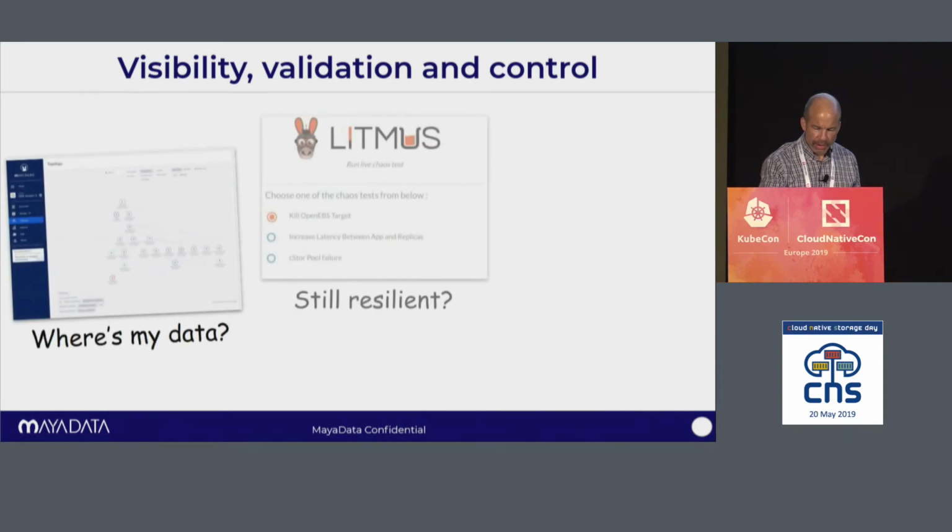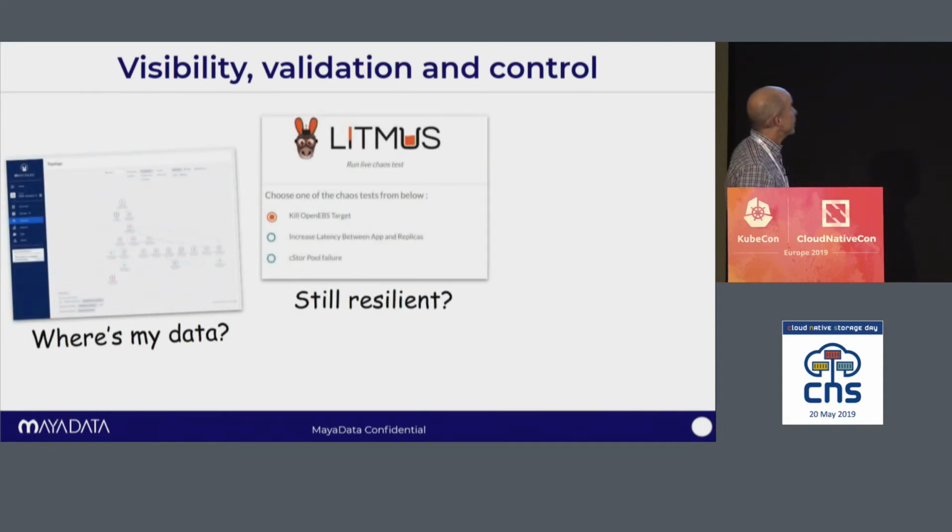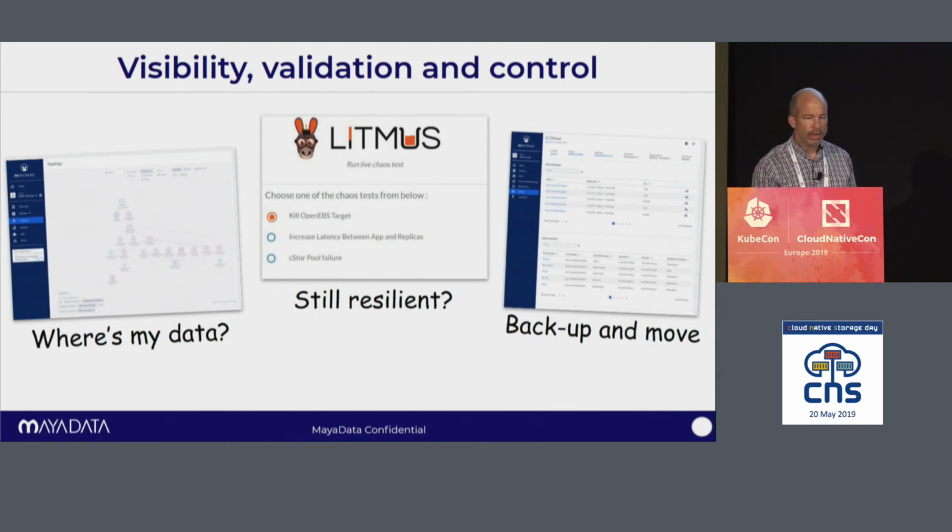In addition to that, we try to answer the question, dude, where's my data, right? And we have a free solution we call Maya Online, and we also contribute upstream to WeaveScope. We have some chaos engineering, so is Kubernetes really able to be my storage system? You can test it and validate it. And then we also do have, for our own use case, some backup and move.